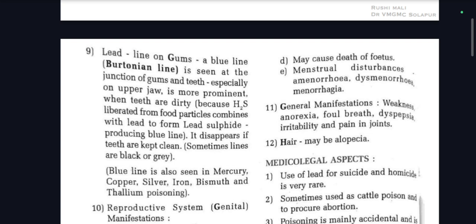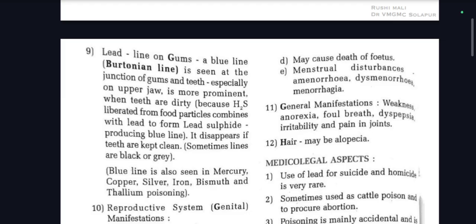Now in total we are going to learn 12. So moving to the 9th manifestation, lead line on gums, again an MCQ, a blue line which is called the Burtonian line. Very important. Burtonian line, remember the name, always and always associated with lead poisoning. It is seen at the junction of gums and teeth, especially on the upper jaw, and is more prominent when teeth are dirty because H2S liberated from food particles combines with lead to form lead sulfide, producing the blue line. So you understood the mechanism.